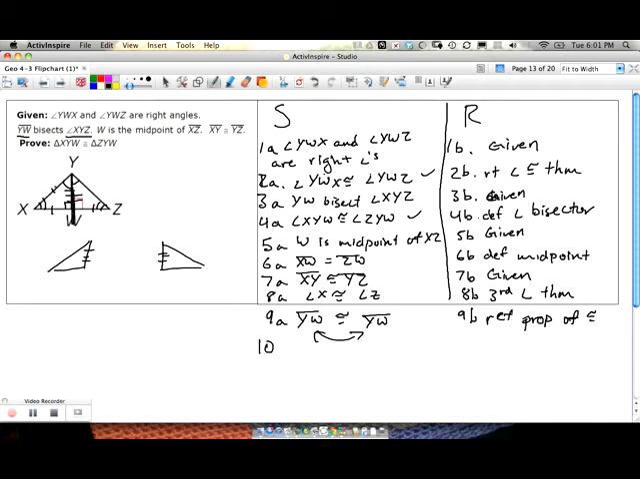Now that we have all 3 sides and all 3 angles, that means that we have the finale. Triangle XYW is congruent to triangle ZYW. And that's the definition of congruent triangles. Wow, that's a lot.